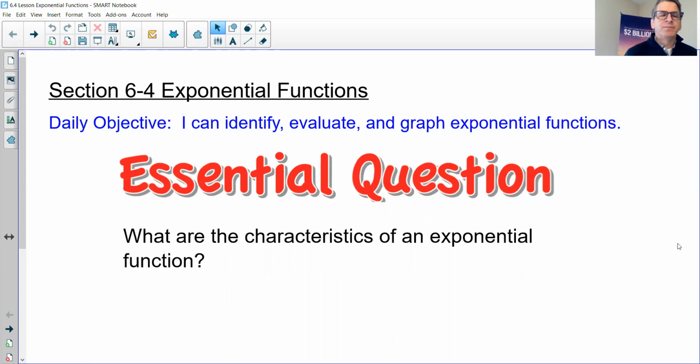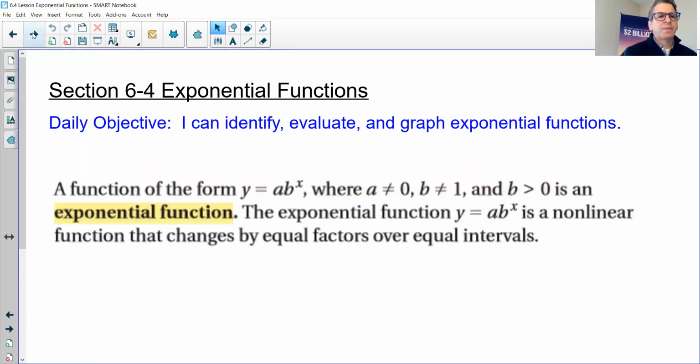Exponential functions. Our objective today is to be able to identify, evaluate, and graph exponential functions. Essential question would be, what are the characteristics of an exponential function?